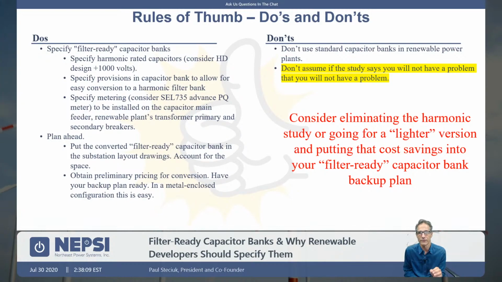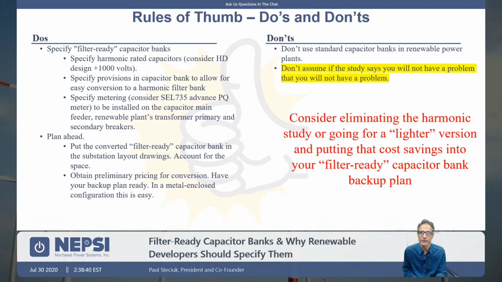Specify that the provisions in the capacitor bank to allow for easy conversion to a harmonic filter bank. There are some design things that NEPSI does to make sure that if you convert a capacitor bank to a harmonic filter bank, that is easy. Bus work inside needs to be spaced out enough to accommodate incoming and outgoing conductors. There must be removable back panels to allow for the insertion of bushings or some other type of way to get the cables from the capacitor compartment to the reactor compartment.